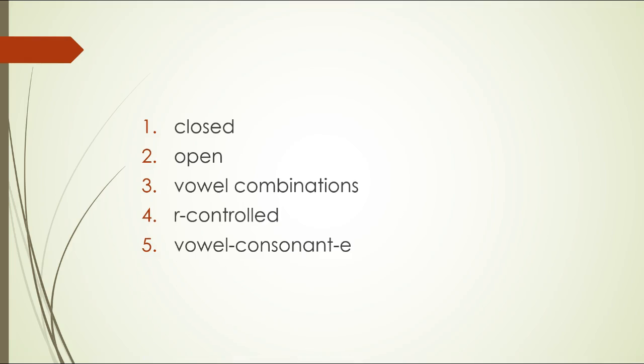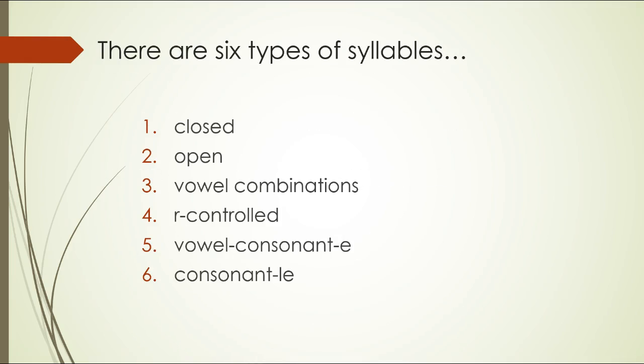Our 6-syllable types are closed, open, vowel combinations, also known as vowel team, r-controlled, vowel-consonant-e, also known as magic E, and consonant-le. These are all of our 6-syllable types, and we will go into more detail on each syllable here. Let's first start with closed syllables.